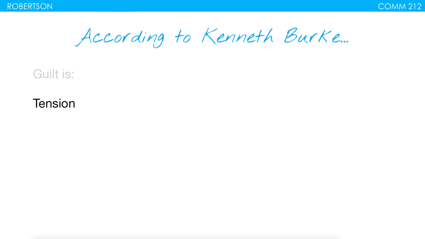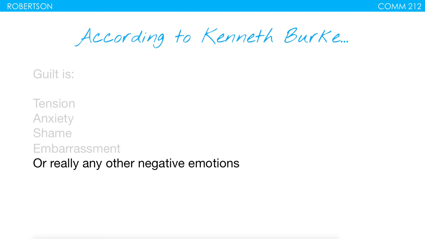According to Kenneth Burke, this concept of guilt is not exactly like feeling bad for doing something wrong, but guilt is a broad negative feeling. It's this feeling of either tension, maybe anxiety, shame, embarrassment, or really any other negative emotions. So when we're talking about this guilt-redemption cycle, it's important to understand that guilt here is not like someone saying, hey, you should feel bad for doing that. Any of these negative emotions can be grouped under this concept of guilt.